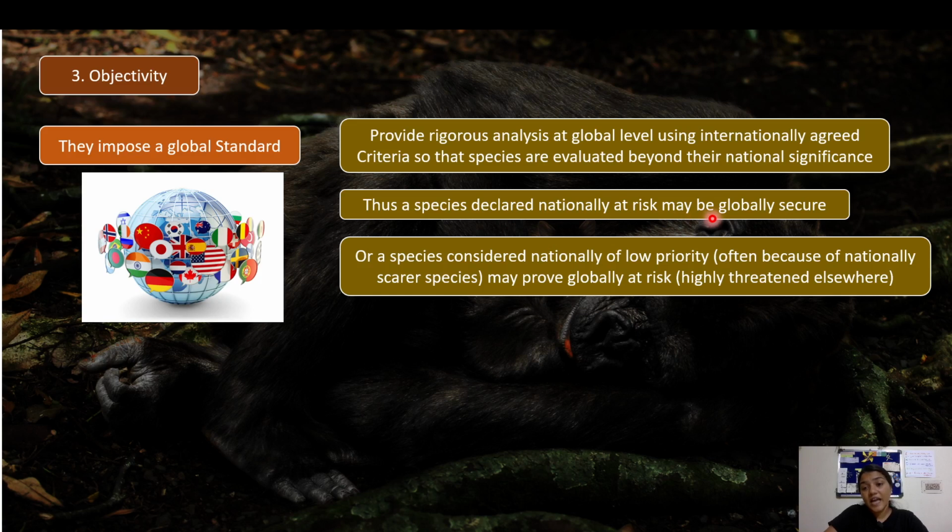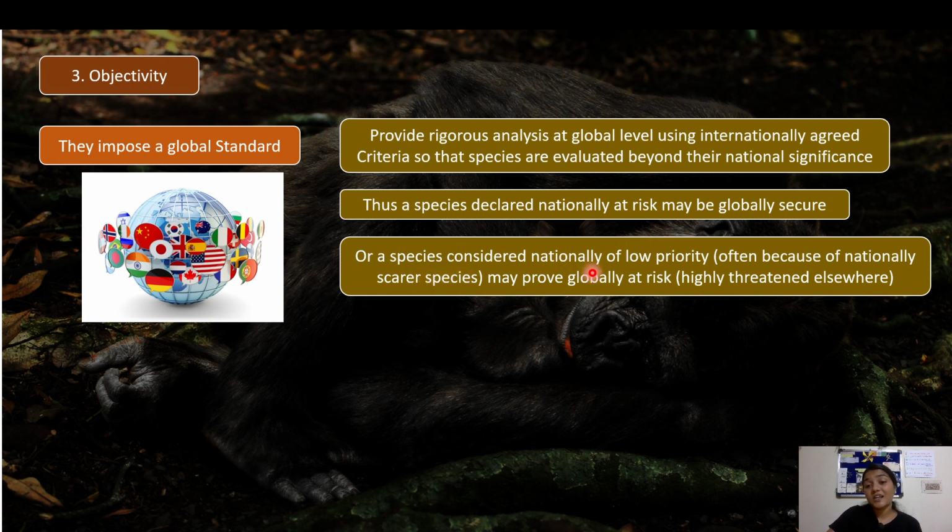Thus, a species declared nationally at risk may be globally secure. Now, this is important because, for example, there is one species. I'm just giving an example. Say elephant is declared nationally at risk, right? Which means that they are threatened nationally, but they may be globally secure. Once a global survey was done, for example, they found that elephants are in good number globally. So then that is not a matter of concern.